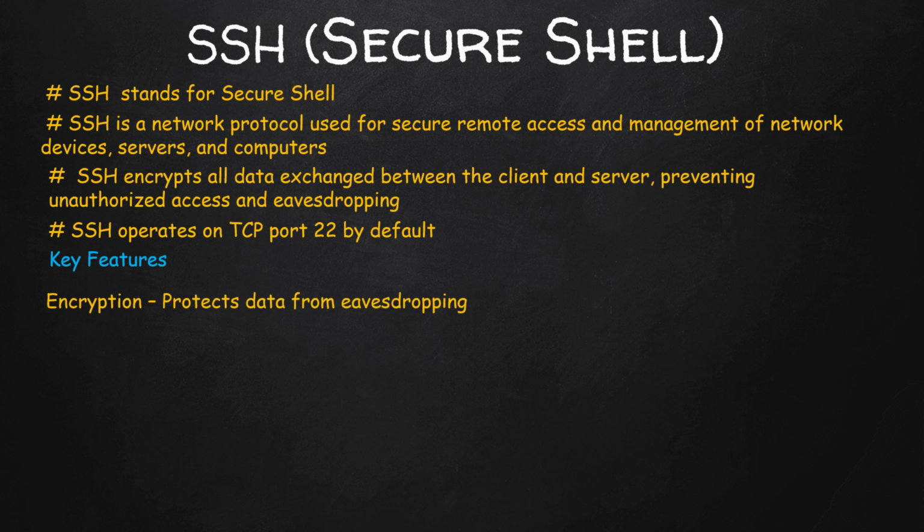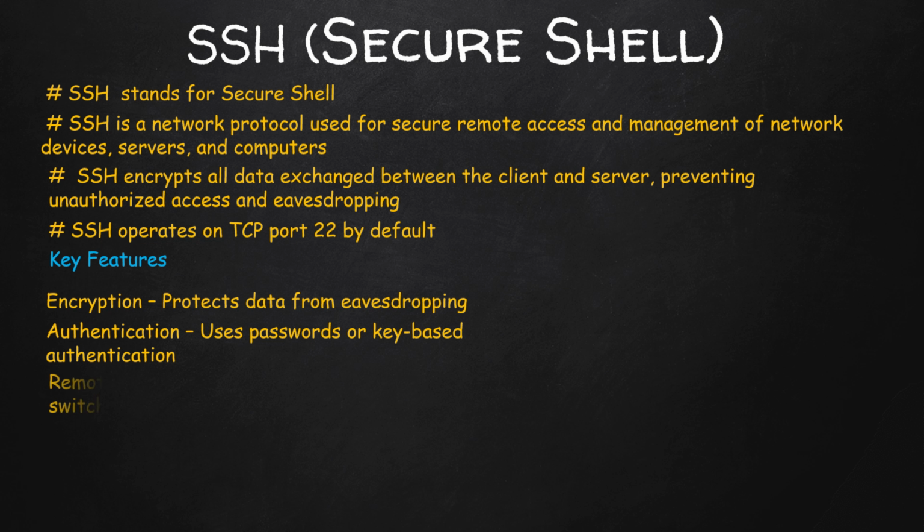Now let's talk about the key features of SSH. One of the features is encryption. It encrypts all the data exchanged between the client and the server. In this way, the data is protected from any eavesdropping. Another feature is authentication. SSH uses password or key-based authentication. That means only the authorized user can access the data. Another feature is remote access. SSH is used to securely manage routers, switches and servers.